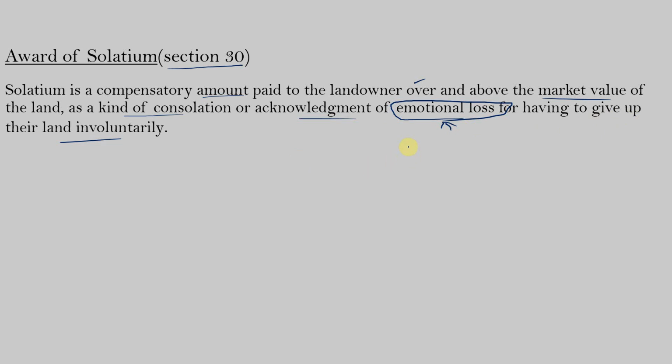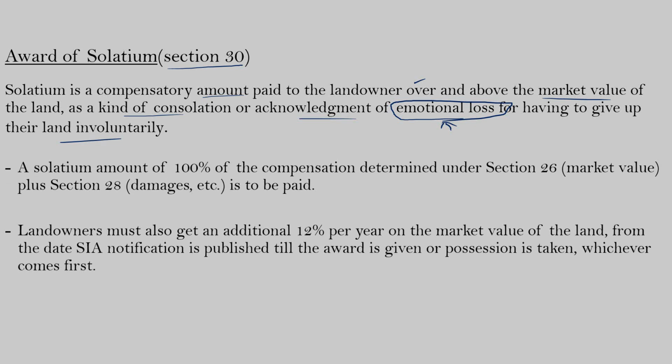So let us understand how the amount of Solatium is calculated. The Solatium amount of 100% of the compensation determined under Section 26, the market value, plus Section 28, damages, etc., is to be paid. And landowners must also get an additional 12% per year on the market value of the land from the date of SIA notification is published till the award is given or possession is taken, whichever comes first.